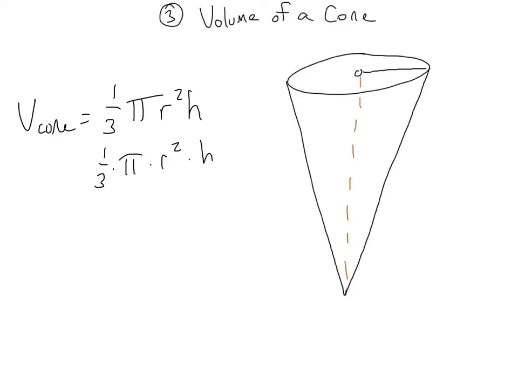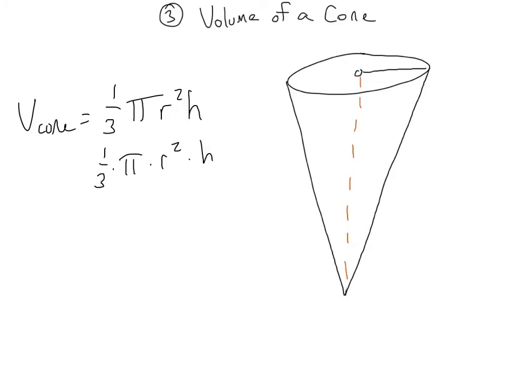So really what that translates to is 1/3 times pi times the radius squared times the height. And when we mean radius, of course, we mean half the diameter of the circle that forms the base. And the height, we mean the height to the vertex, right? So it's not the slant height, it is the height from the vertex to the middle of that circle, which is our base.